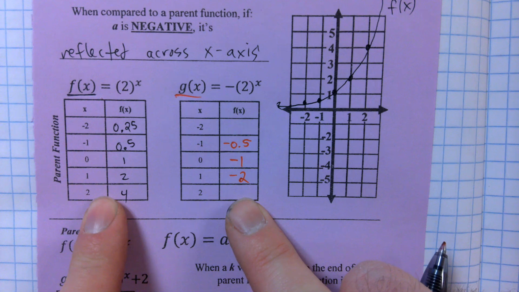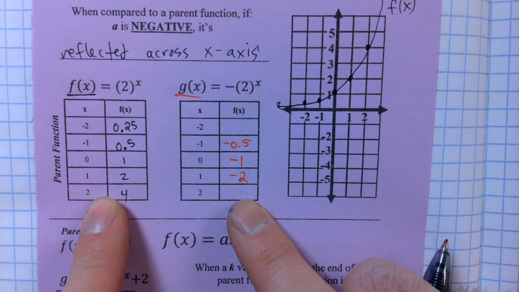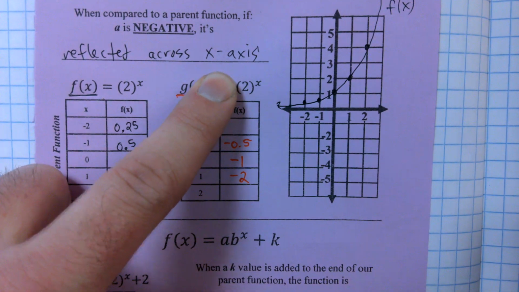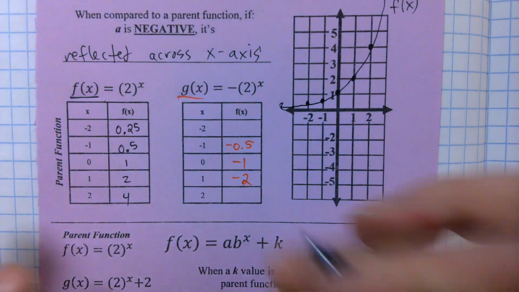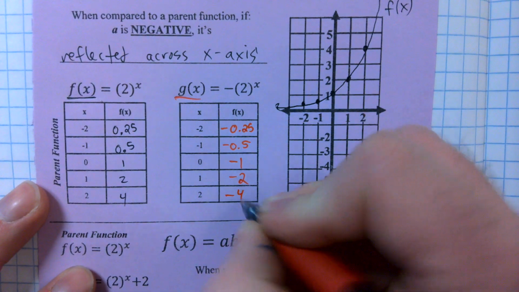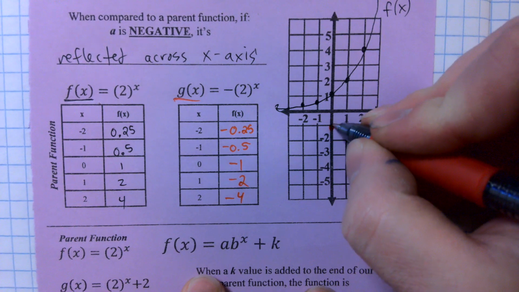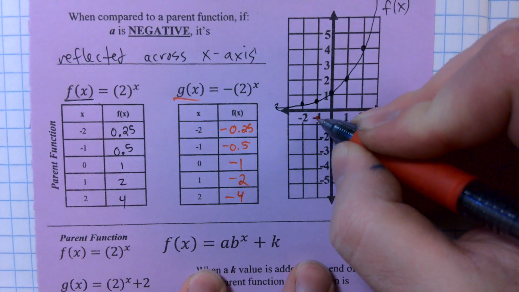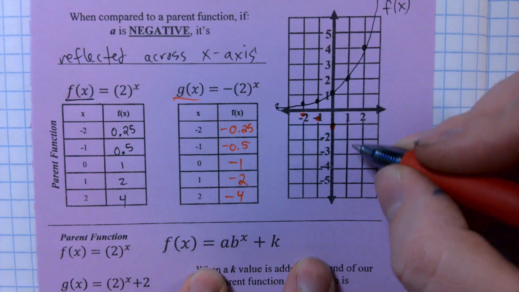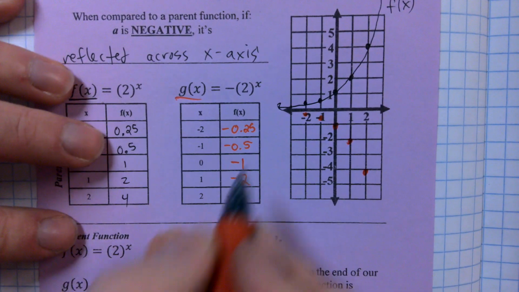What's happening to my outputs? They're all turning negative, right? Because we just took the parent function that we had and then multiplied it by -1. So this is going to give me -0.25 and -4. Well, let's plot those points and see what that looks like. There's my y-intercept, -1, -1/2, -2, 1/4, 1 -2, 2 -4.